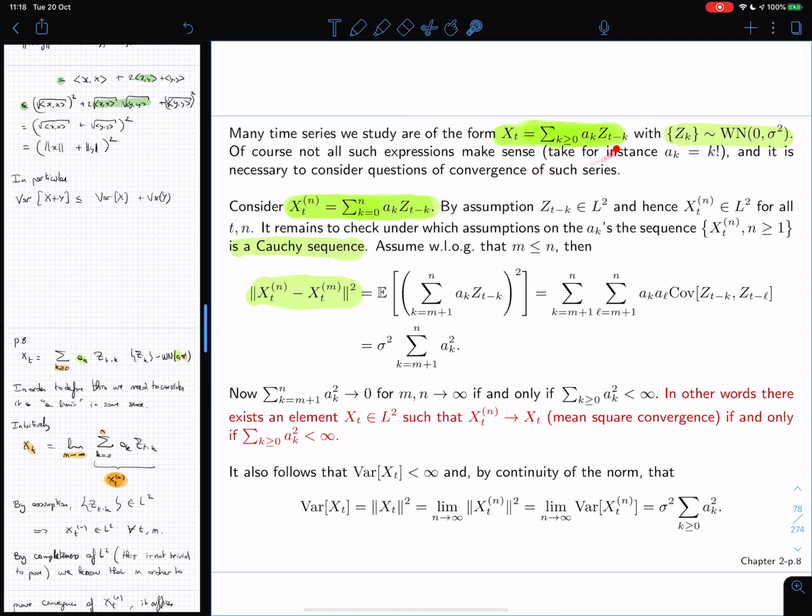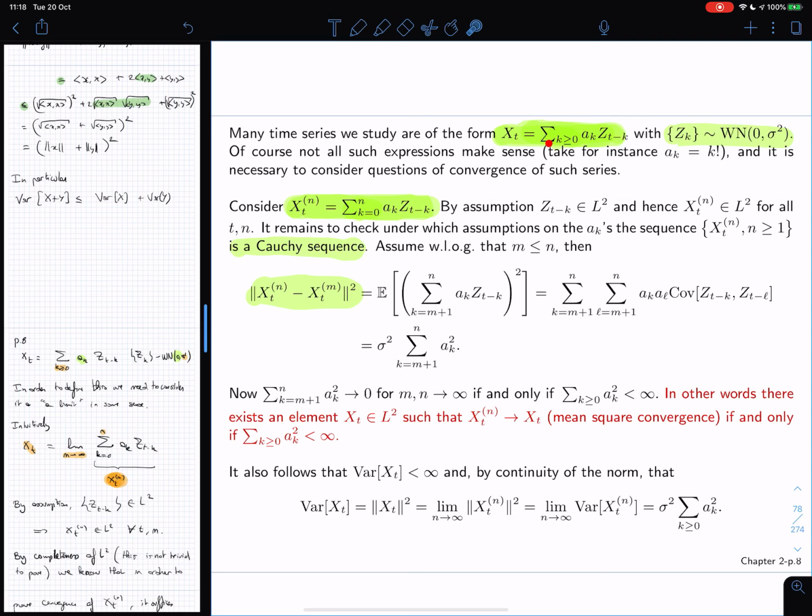So this does not necessarily make sense. How do we make it make sense? We have to see if we can define this as a limit in some appropriate sense in the space in which we are working. But here all these guys are in L2, therefore any linear combination of these guys is in L2. So it will be interesting to see this as a limit of elements of L2.